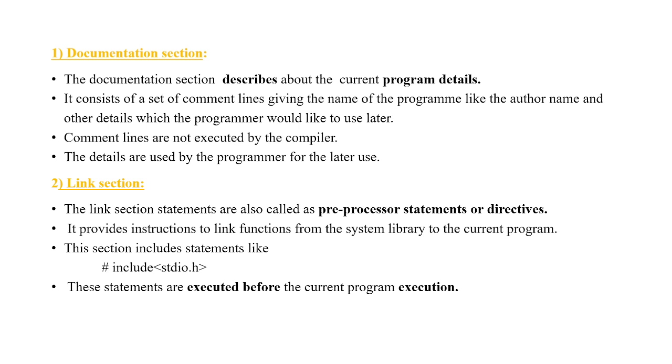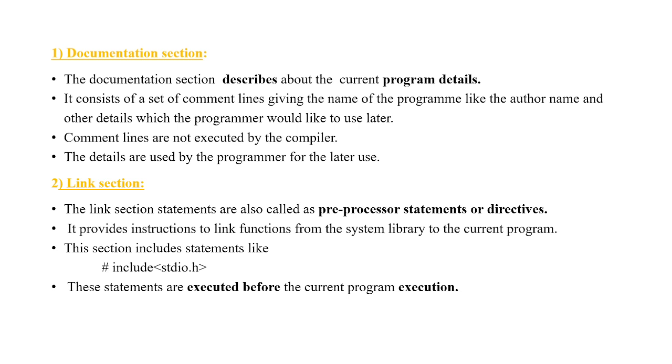Moving to the second section, that is the link section. This link section provides the instructions that are given to the compiler in order to perform the linking action. That is, it has to link the functions from the system library to the current program, and that is the reason this link section holds the statements which are to be executed before processing. That is, the link section contains preprocessor statements, or we can say preprocessor directives.